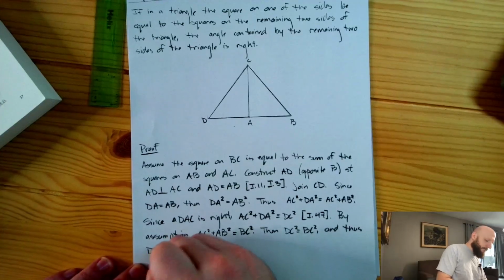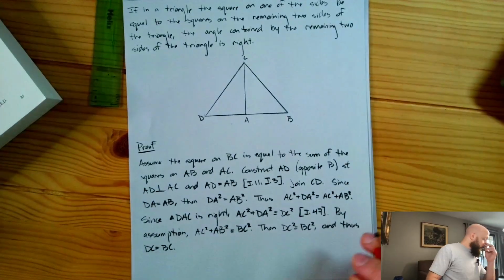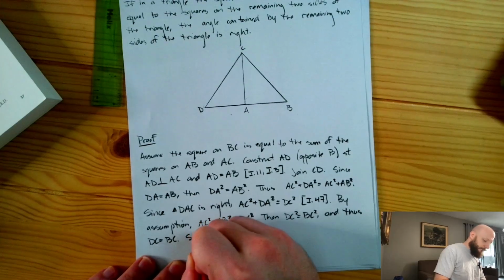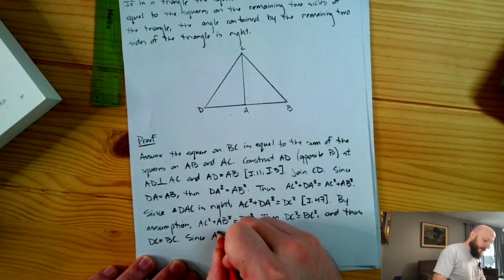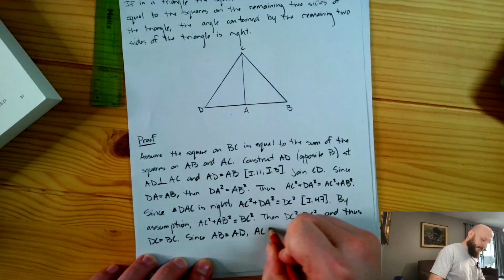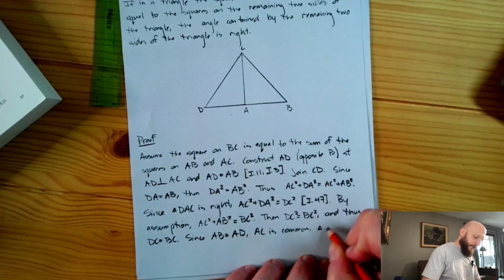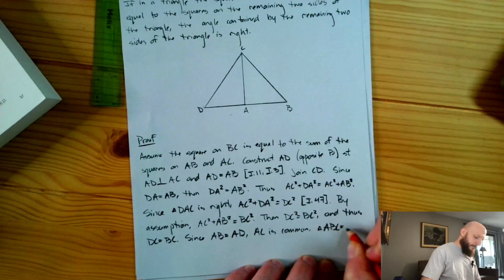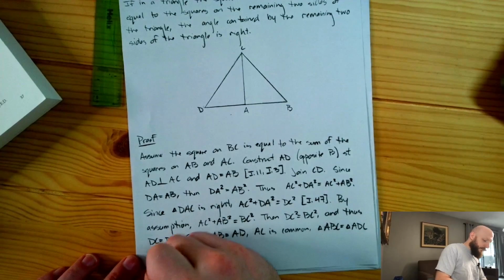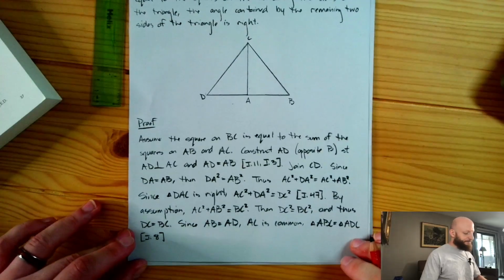Moreover, then, DC equals BC. Well, what do we have then? Since AB equals AD by construction, and AC is common, we get that triangle ABC equals triangle ADC by Prop 8, because that's side, side, side, which we just showed.